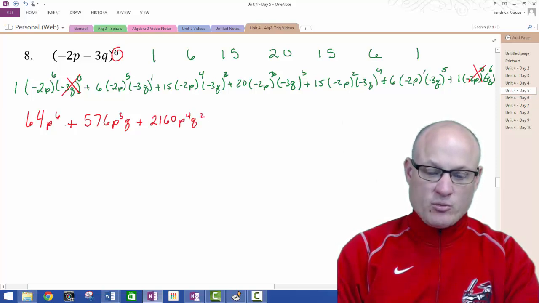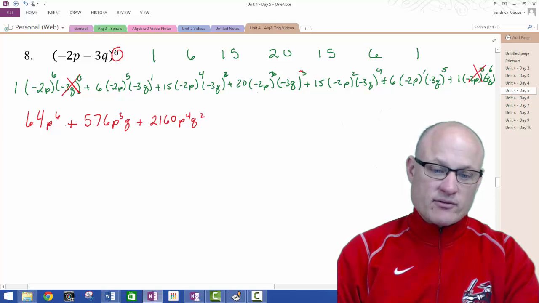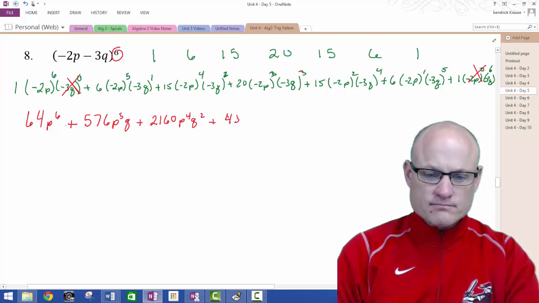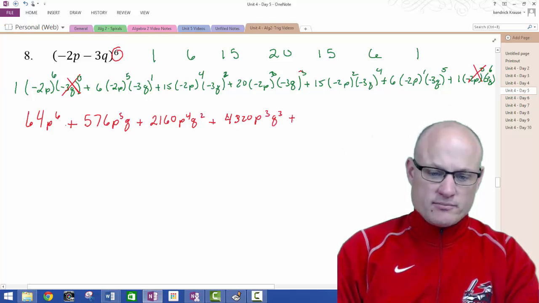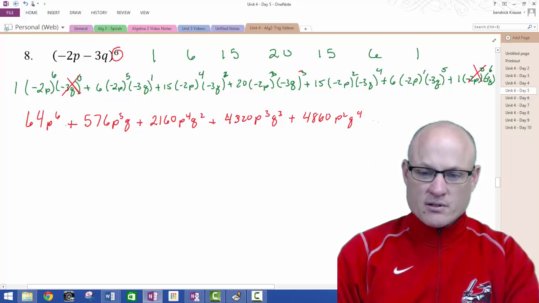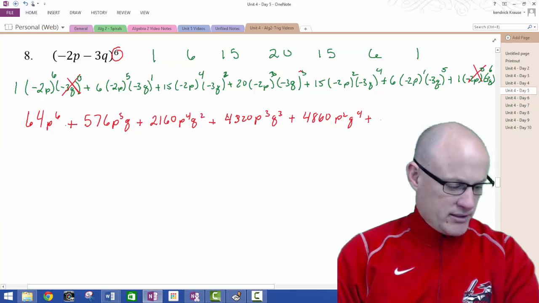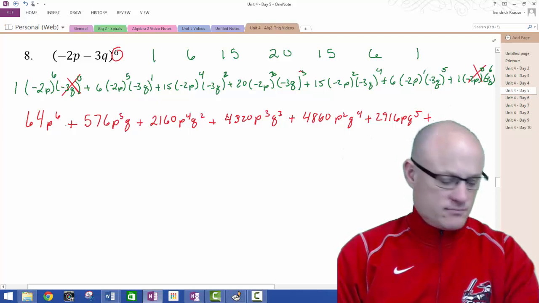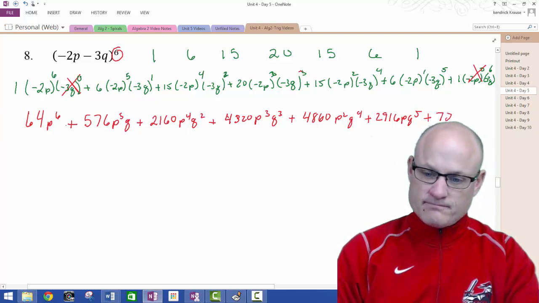Now we're going to do negative 2 cubed, which is negative 8, times negative 3 cubed, which is negative 27, times 20, which is positive 4320. p cubed, q cubed, plus 4860 p squared q to the fourth, plus 2916 p q to the fifth, plus 729. All right, that was annoying.